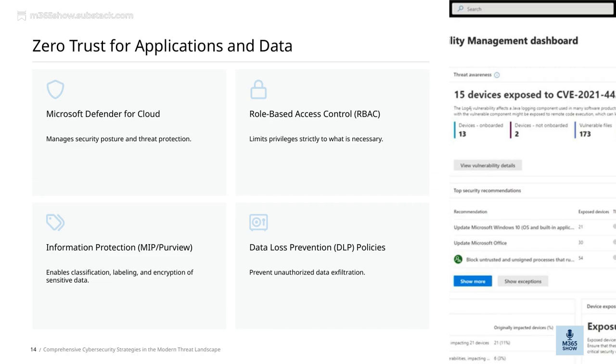Another important aspect is information protection, often through tools like Microsoft Information Protection or Purview. These enable us to apply labels and encryption that safeguard our data across platforms. We also need to ensure that privileges are strictly limited to what each user needs to do their job. That's where role-based access control, or RBAC, comes in. It helps us manage access permissions carefully, reducing risk by giving users only the access they require. Finally, managing our overall security posture and threat protection is vital, and for that, we rely on tools like Microsoft Defender for Cloud.